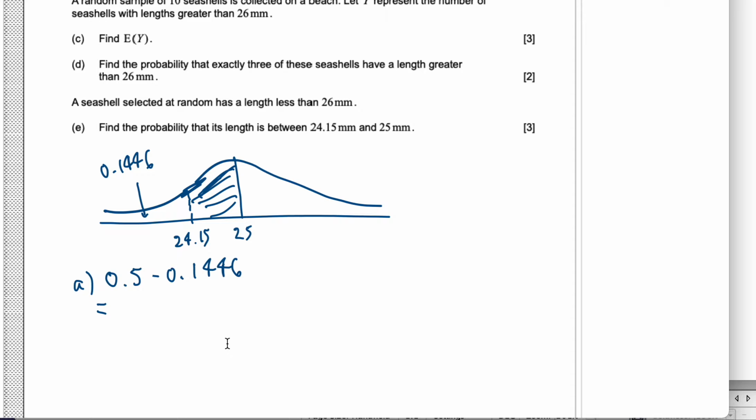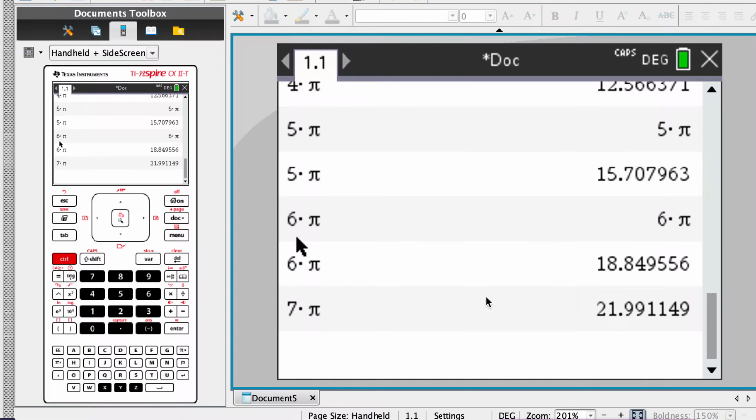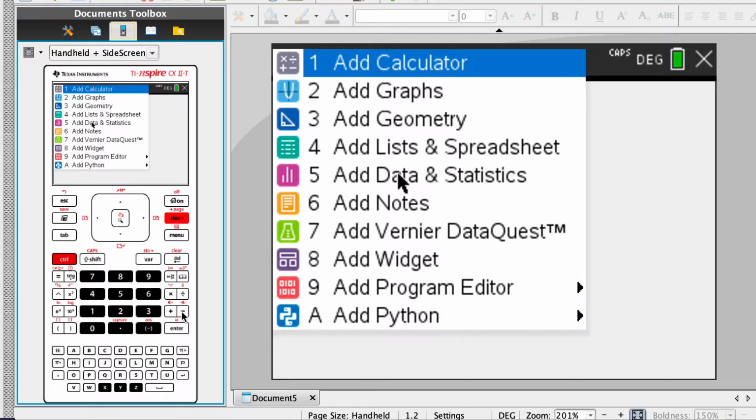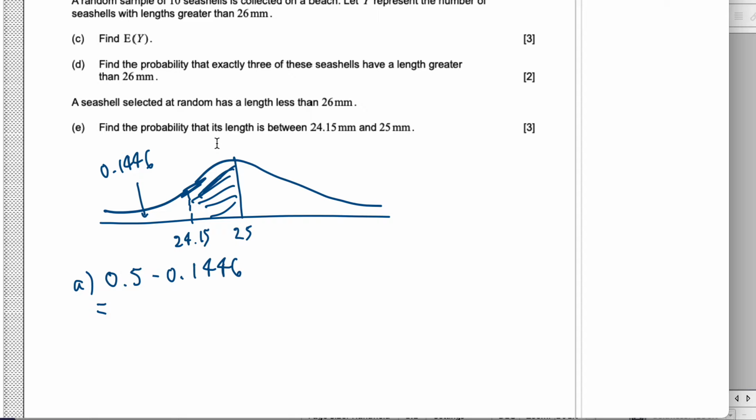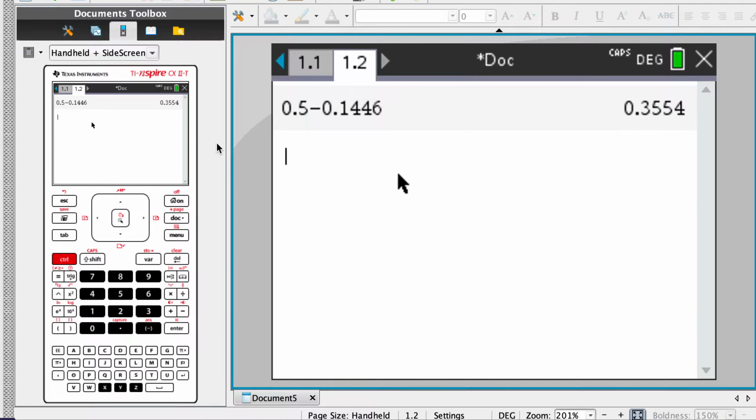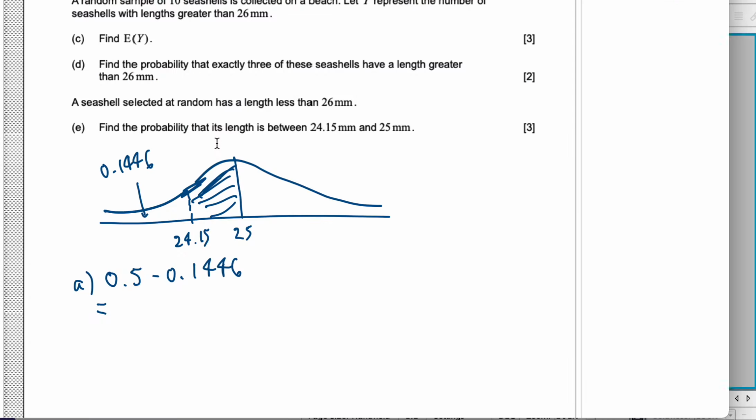I don't want to make a silly mistake here, so I'll just get the calculator, and let's get a new document here. So this will be 0.5 minus 0.1446, which is 0.3554. Into three significant figures, I'll just say 35.5%.